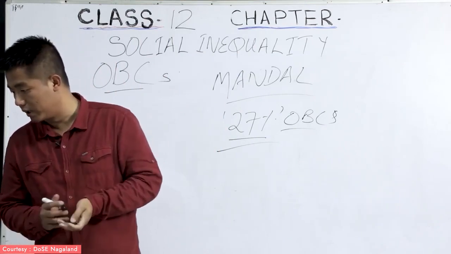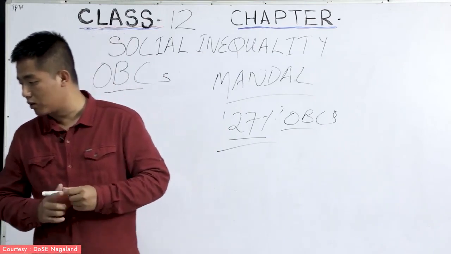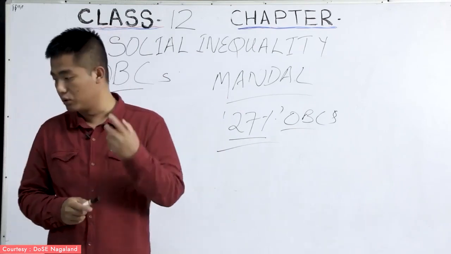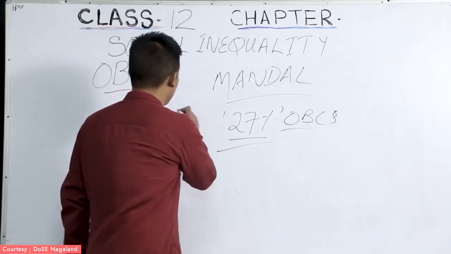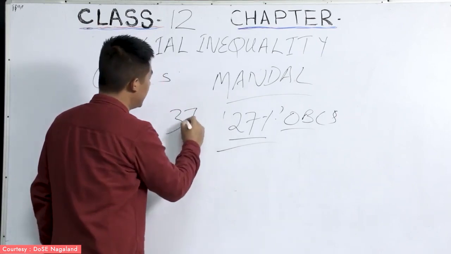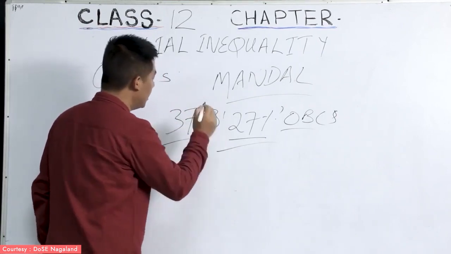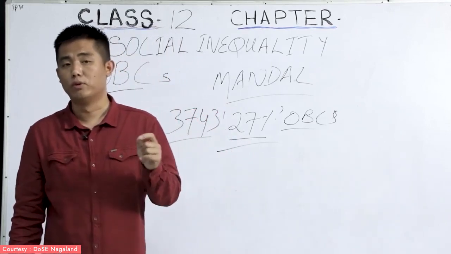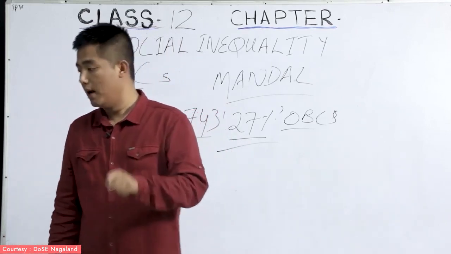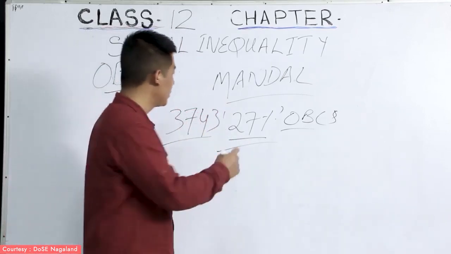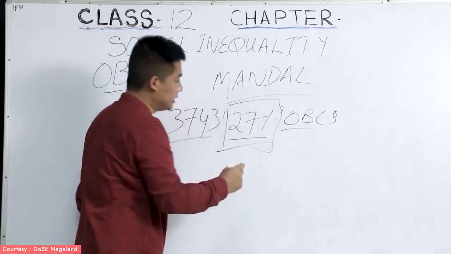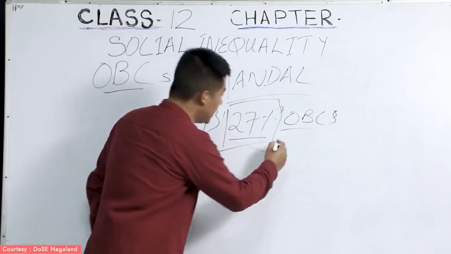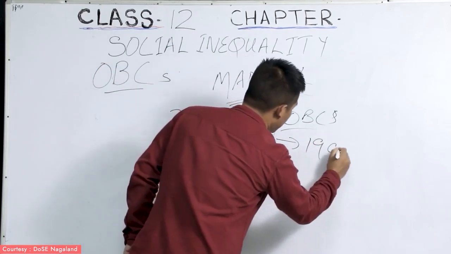Kindly underline that one. It says that the Mandal Commission also recommended that there were around 3,743 OBCs which were found in India during this time. And this idea of reserving 27% came into being only in the year 1993.